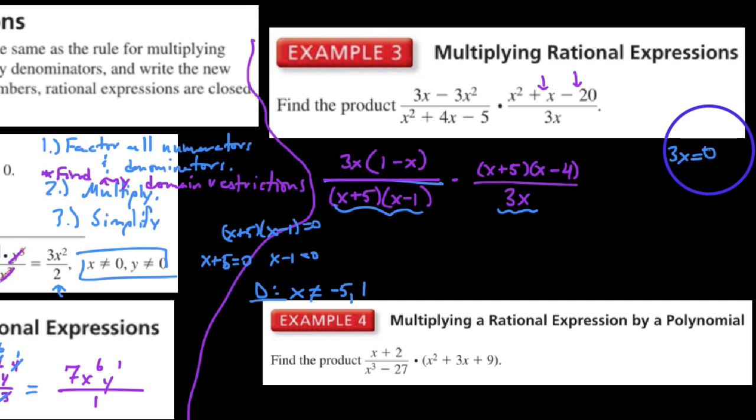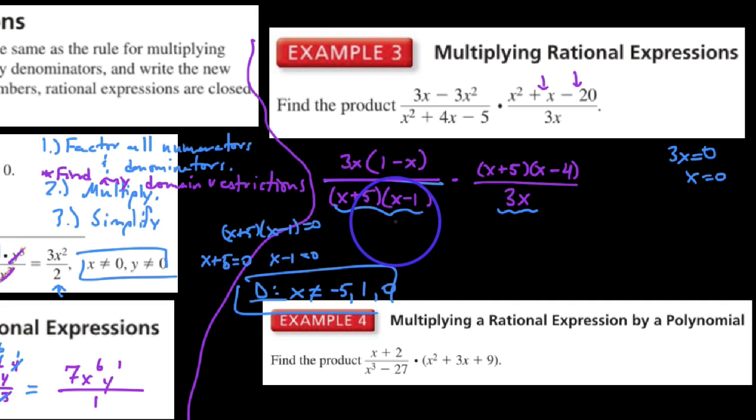But also likewise, we would say that 3x over here can also not equal 0. So if 3x equals 0, then x equals 0. This is another x value that we must restrict from the domain. So now we've factored it, and we've restricted our domain. What I want to do now is just multiply straight across.